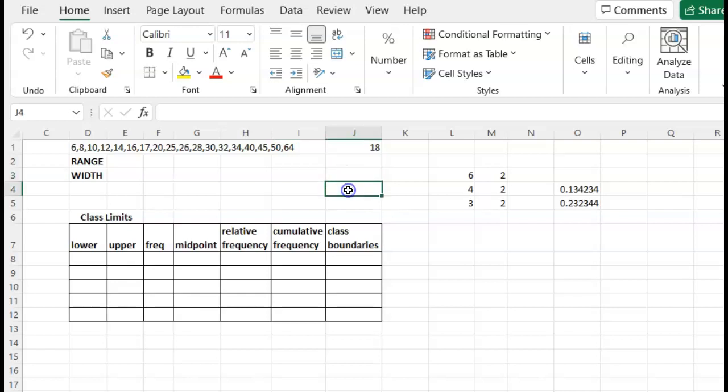they are considered cells and they are identified by the column, which is the letter, and the row, which is the number. So you see here I'm in J5, and it also lets me know right up here where I'm at, which is J5.